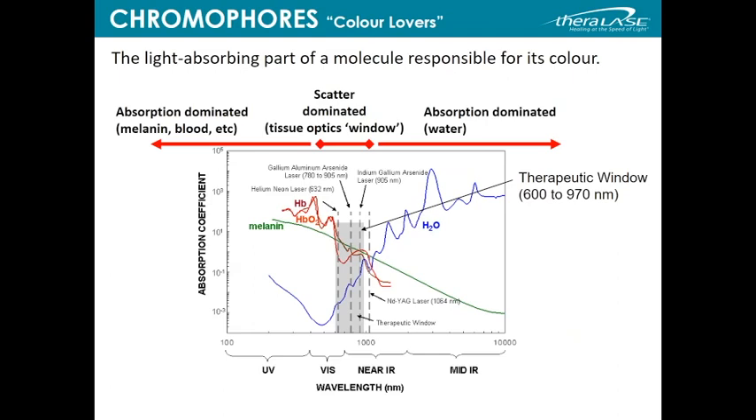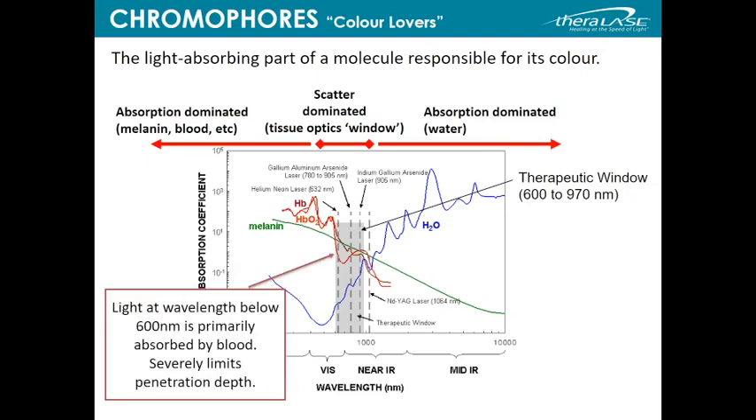When we look at chromophores, chromophores are the part of the molecule that absorbs this light and is responsible for its color. So if we take a look at this graph, it shows you that the therapeutic window or the therapeutic wavelength range is from 600 to 970 nanometers. So we want our laser devices to be within this range of wavelengths.